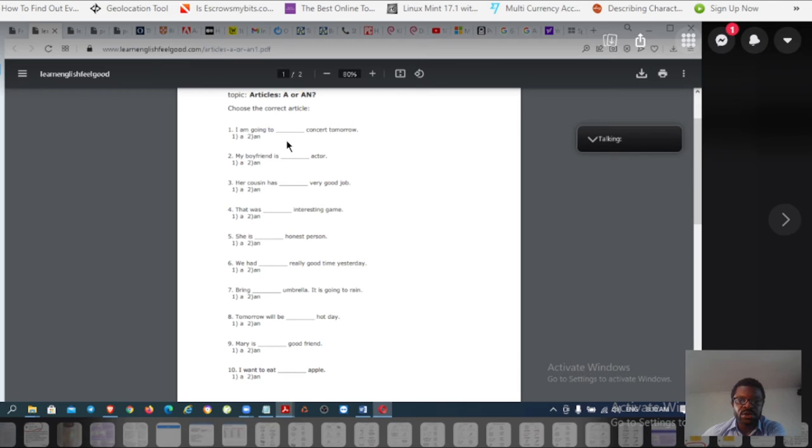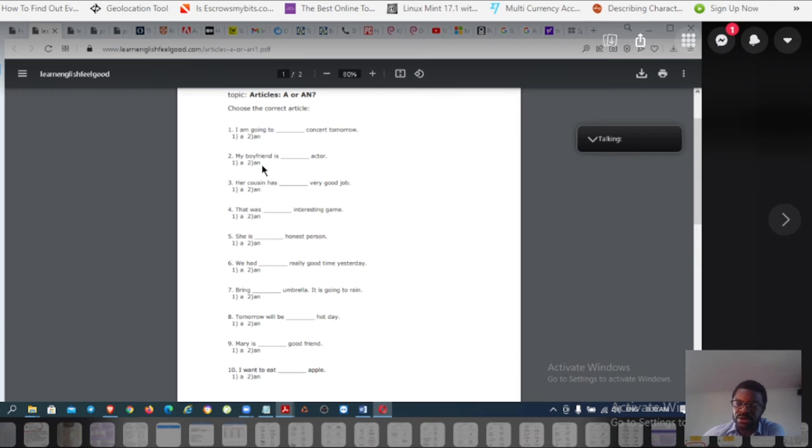I'm going to a concert because C is a consonant. I've explained consonants and vowels so many times, but one more time: you have 26 letters in the alphabet, and out of the 26 you've got 5 vowels: A, E, I, O, U. The rest of the alphabet are called consonants. So C is a consonant, that's why we use A. My boyfriend is an actor, because A is a vowel, so that's why we use AN.